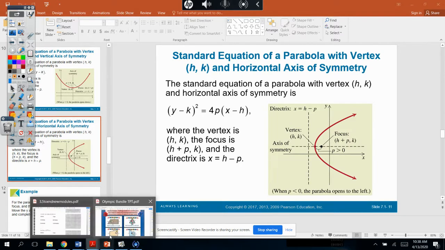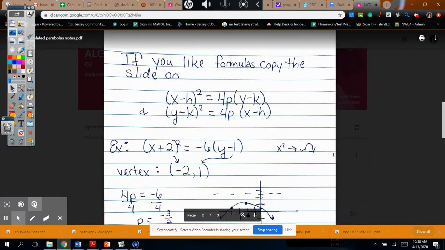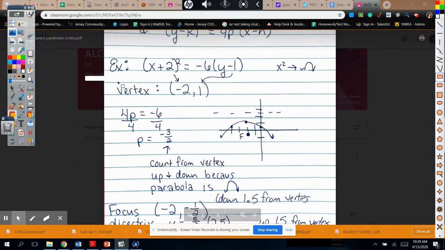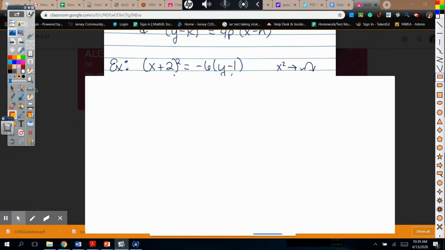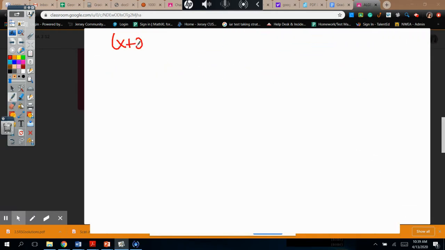Okay, so back through the rest of the notes. I'm going to cover this up and walk you through it. They're going to give you, actually, (x + 2)^2 = -6(y - 1). I have my notes right by me. Okay. They're going to ask us to graph it, find the vertex, focus, and directrix.